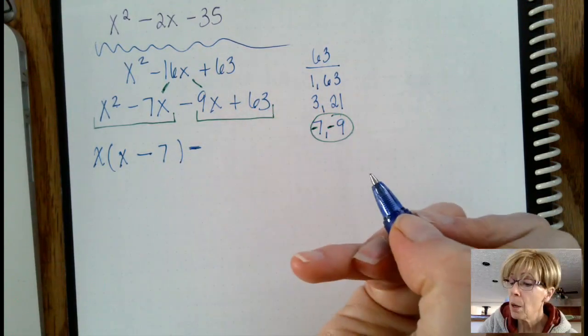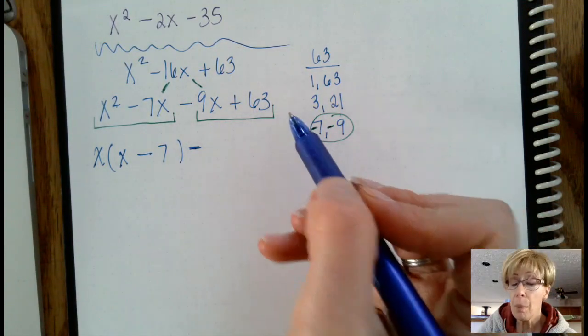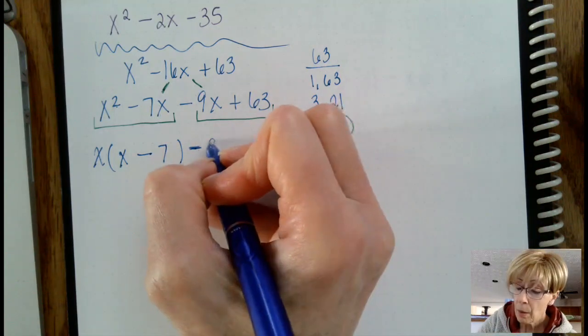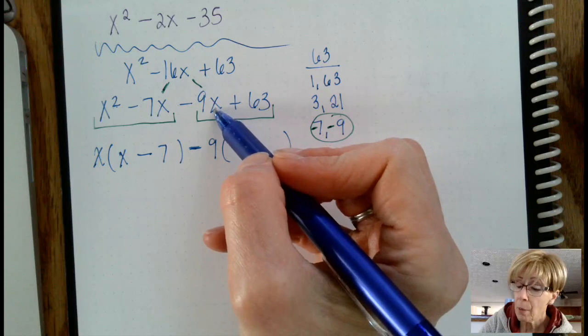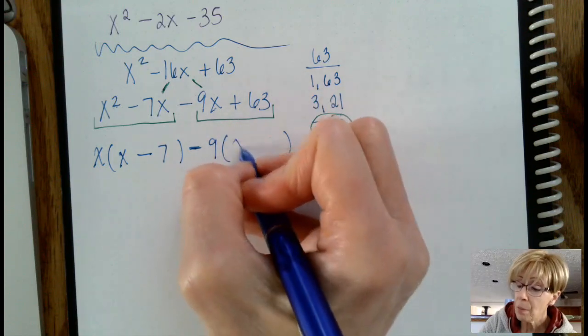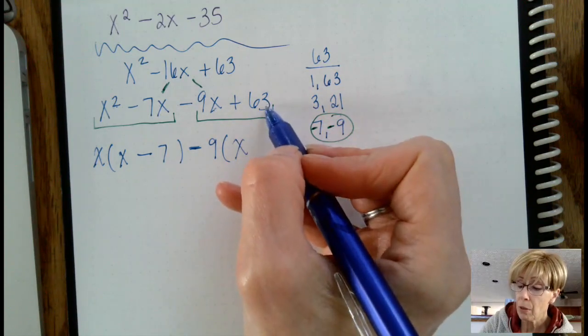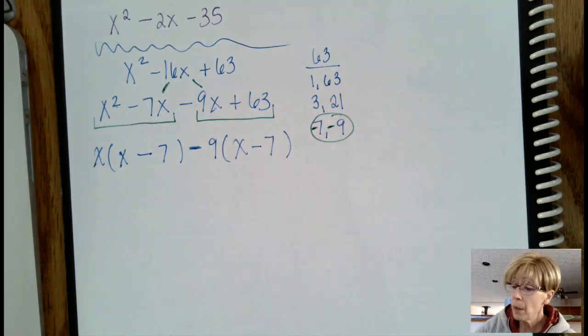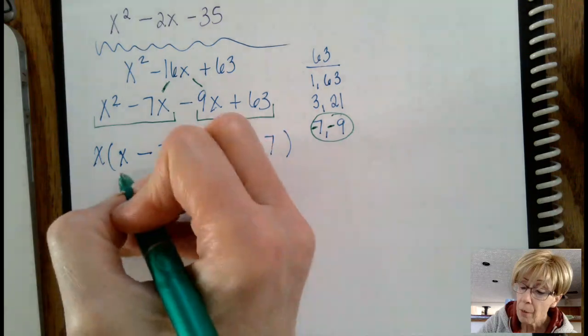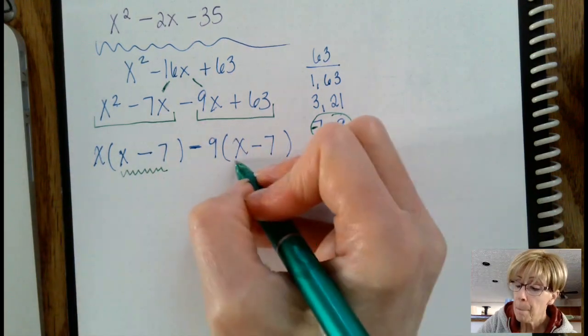But the biggest number that divides into both is 9. And when we factor out negative 9, negative 9x divided by negative 9 is x. Positive 63 divided by negative 9 is negative 7. And what we see then is that from each group, we have an x minus 7.